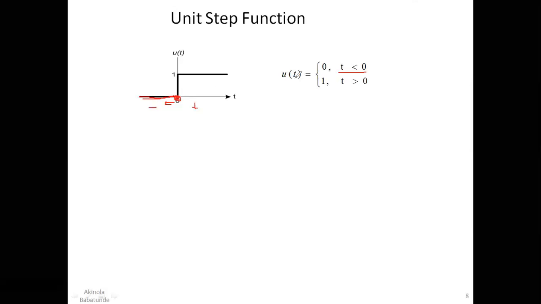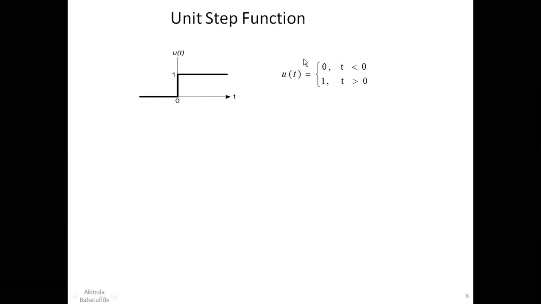Again, when your t is greater than 0, what would be our u of t? Now, this is values of t greater than 0 to this direction, positive values of t. What you will find out is that immediately t is greater than 0, u of t rises to 1. And for all values of t greater than 0, your u of t would be 1. This is why we call this a unit step function. So when t is less than 0, u of t is 0. When t is greater than 0, u of t is 1. So we are just juggling between 0 and 1.